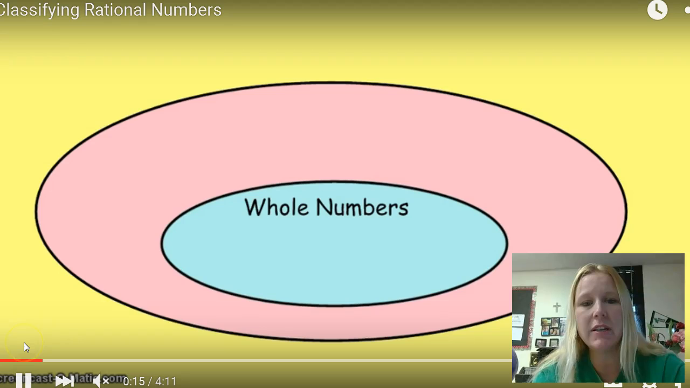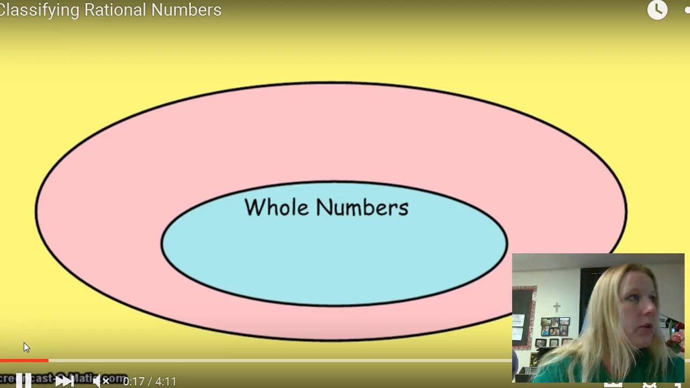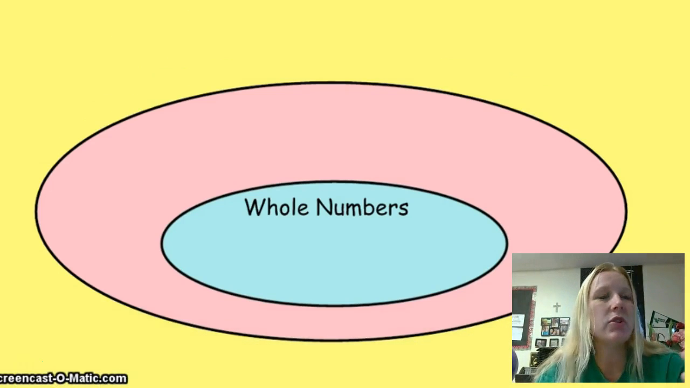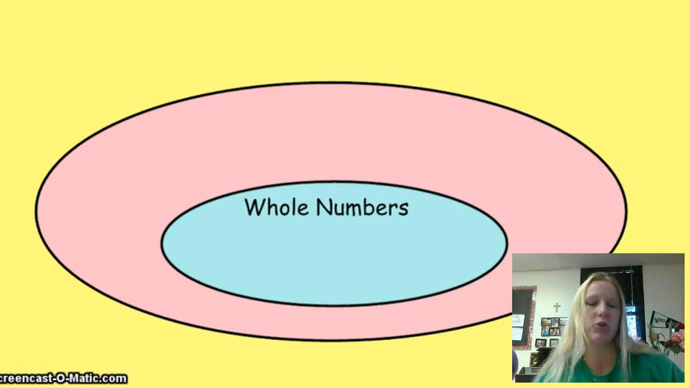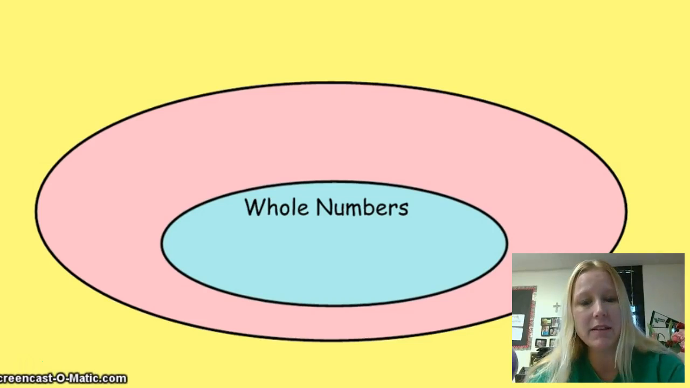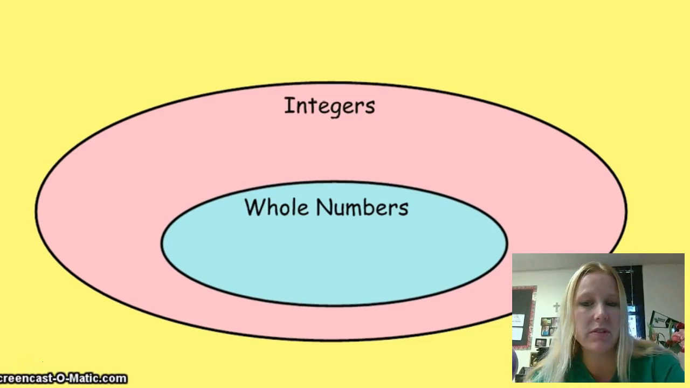Your whole numbers is your stuff like 0, 3, 2, 4, 6, 8, all the things that you could count on your hands and your toes. That's all your whole numbers. They're going to be the positive ones. And again, those are still considered rational.